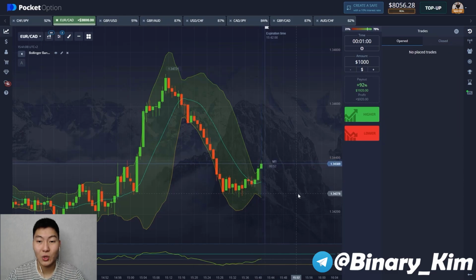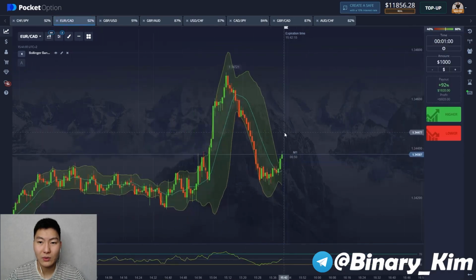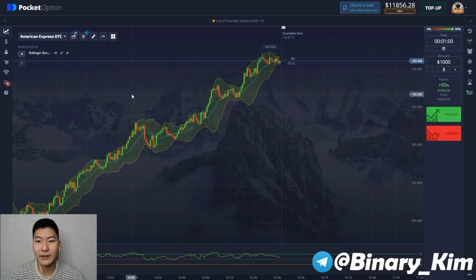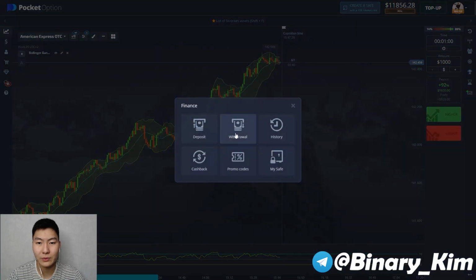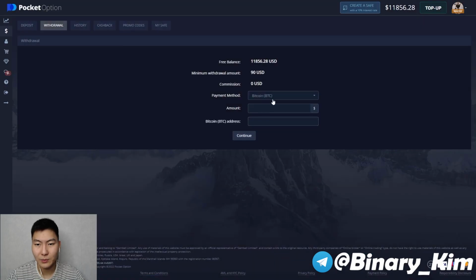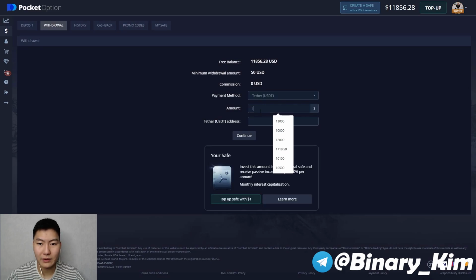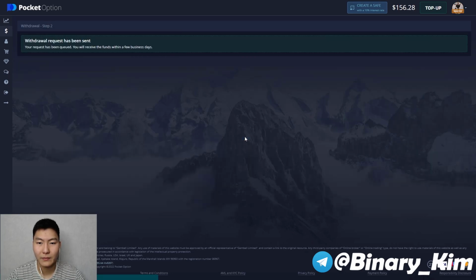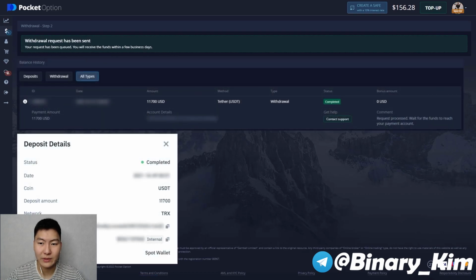And we got almost $12,000 on the balance. Excellent outcome, I am happy to see that. So let's call it a night, guys, and this is where we stop for today, and let's get down to withdrawal. Let's put down $11,700 here. Press the continue button and our transaction is being processed.